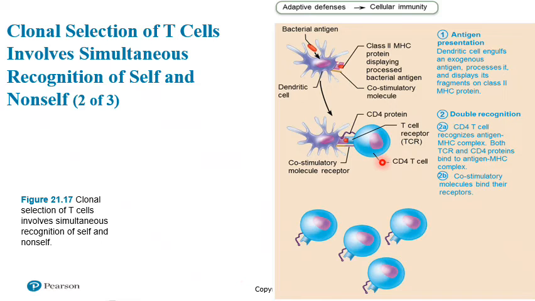Then in the second one, you have double recognition. The CD4 T cell is now recognizing the antigen MHC complex. It is not a self. It is actually a foreign antigen. Both the TCR and the CD4 protein bind to the antigen MHC complex. The co-stimulatory molecule is now going to co-stimulate the CD4 into becoming either a regulatory cell or a helper T cell.